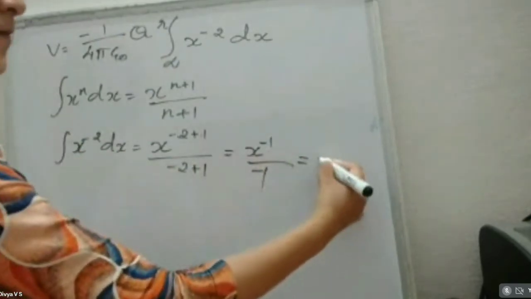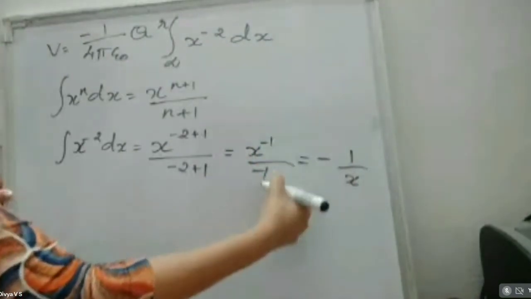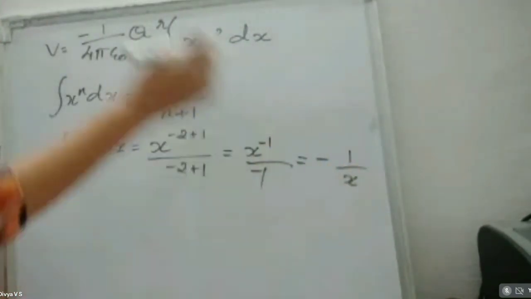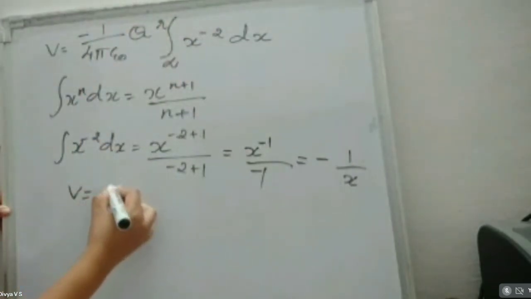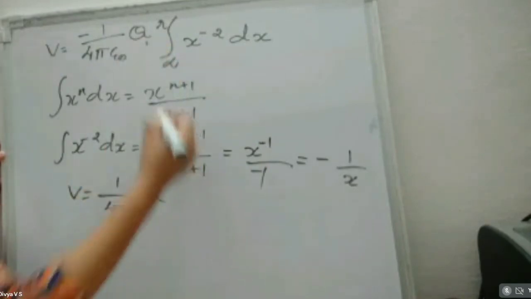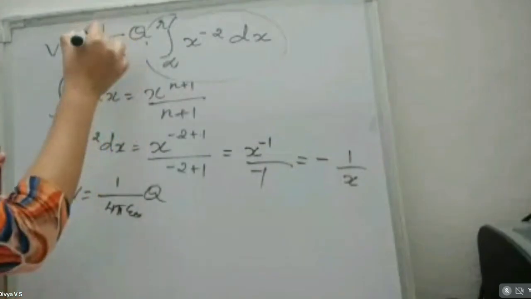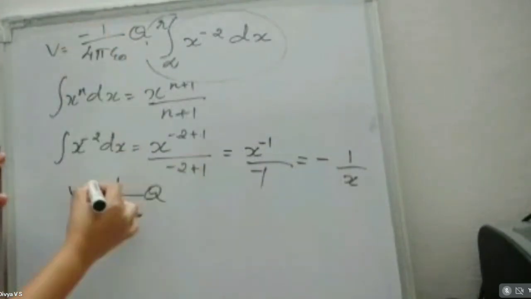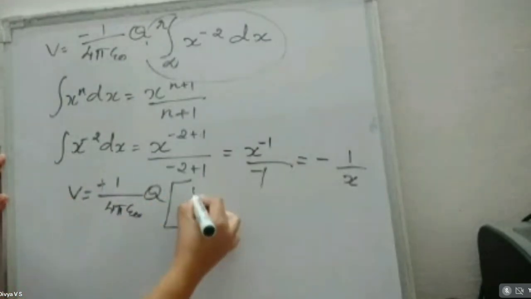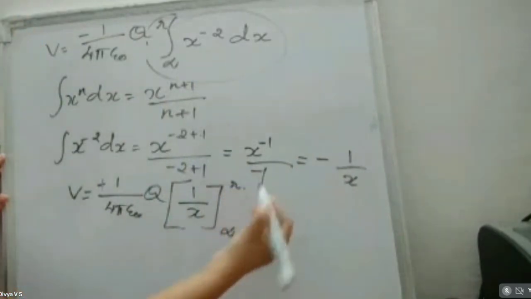It is equal to minus 1 by x. X raised to minus 1 we can write 1 by x. Negative is also there. So minus 1 by x. Then we can write V equal to 1 by 4 pi epsilon 0 q, and the integral of this one is minus 1 by x. Already there is one negative, isn't it? That negative and this negative will cancel. 1 by x, and the limit is from infinity to r.